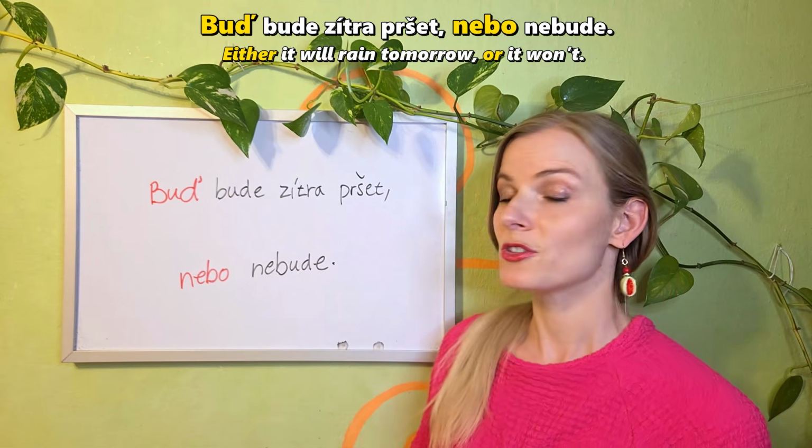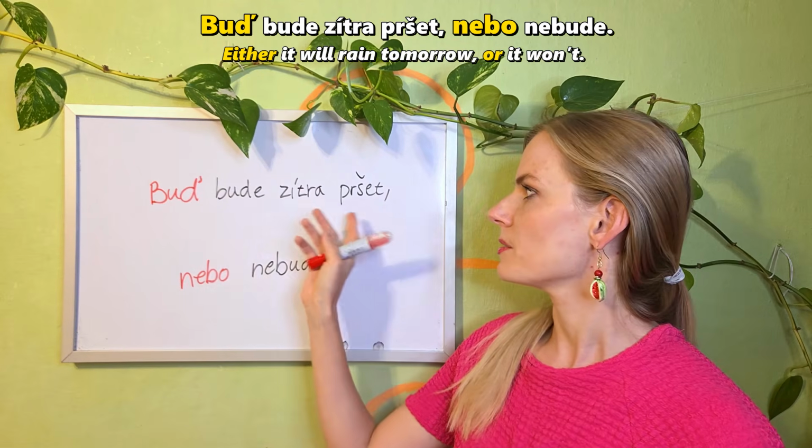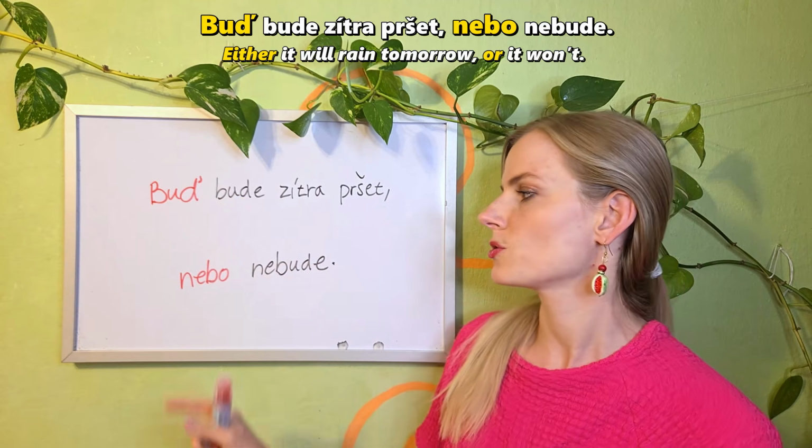Remember there is a comma too. Buď bude zítra pršet, nebo nebude. You could also say nebo ne. There are 5 more connectors that I want to show you. This one will be related to time. So for example, you want to say, I will go out once it stops raining.